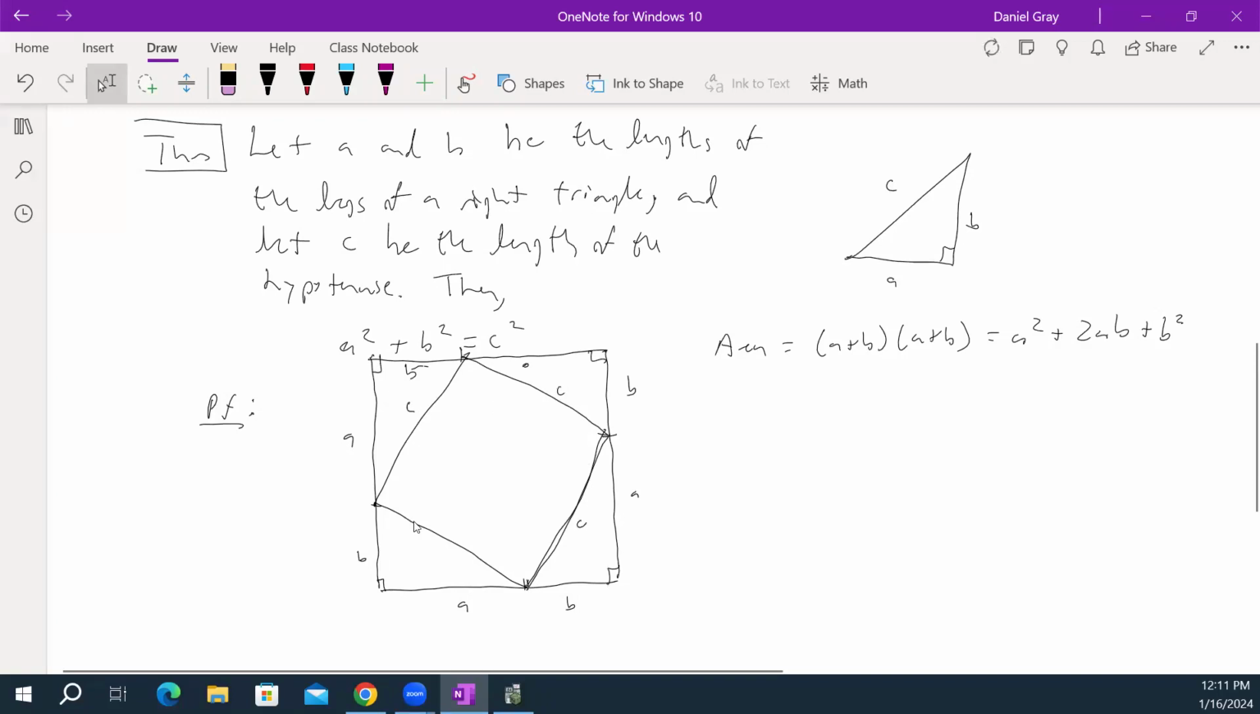Okay. If your legs are of length A and B, then your hypotenuse has to be of length C from the way that we've labeled things according to the problem statement, right? Okay. But now I have that the lengths of the sides of this shape in the middle are all of length C, but it doesn't mean that it's a square yet, right? It could just be like a rhombus, basically, right? So we have to still show this is a 90-degree angle over here. That's not too bad, though, right?